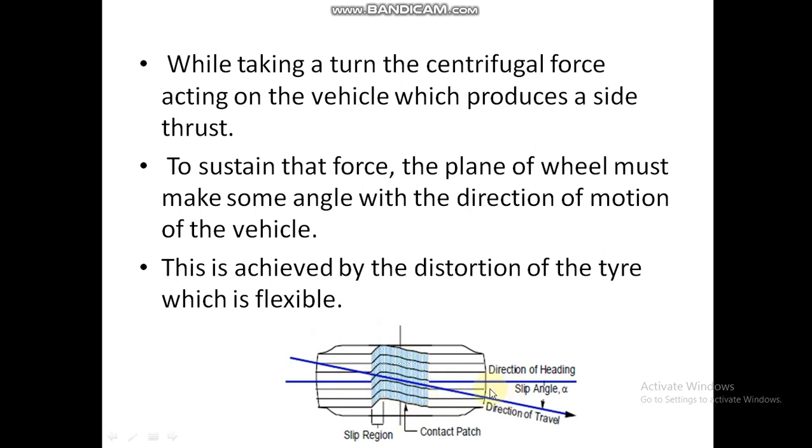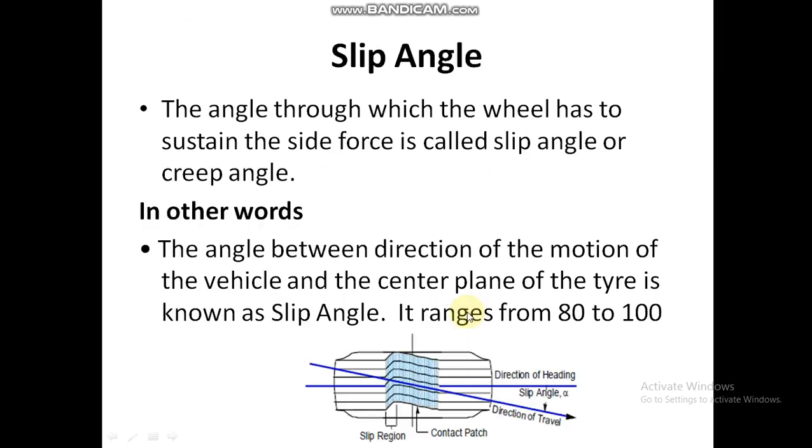Now, to sustain that force, the plane of the wheel must make some angle with the direction of motion of the vehicle. So if your vehicle is moving in this diagonal direction, and your tire is heading towards the horizontal direction, then the angle between these two directions is called the slip angle. So let's see what the slip angle is.